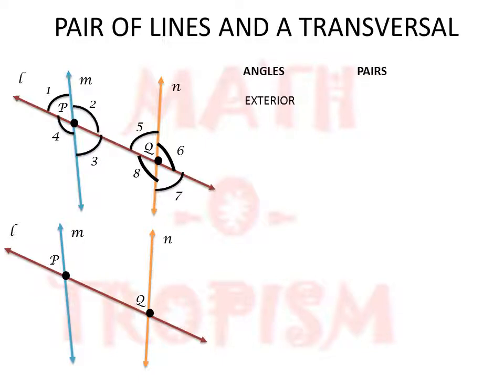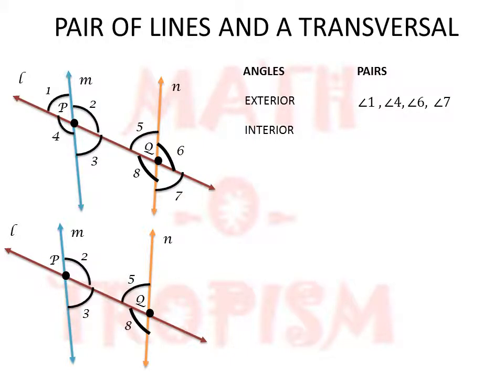So the first one we saw were the exterior angles, that means the angles which are not in between the lines but are on either end. So what are all the angles which are before, that means on the left side of M and the right side of N? So angle 1, angle 4, angle 6 and angle 7 are the exterior angles. Similarly, the angles which are in between both the lines are the interior angles. So what are those angles? Angle 2, angle 3, angle 5 and angle 8.